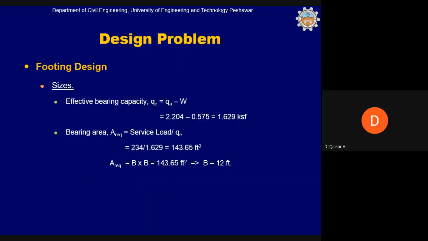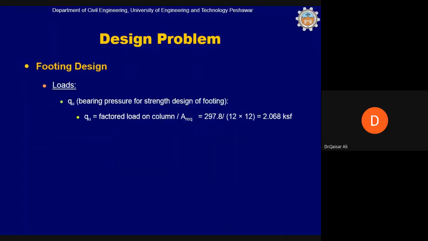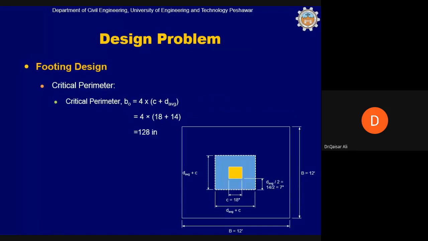From the allowable bearing capacity 2.204, net effective bearing capacity is calculated. This comes out to be 1.629 kips per square foot. Then the area required is 234 divided by this. So area is 12 by 12 feet. Then for the bearing pressure, the factored load on the column divided by the area comes out to be 2.068 kips per square foot.